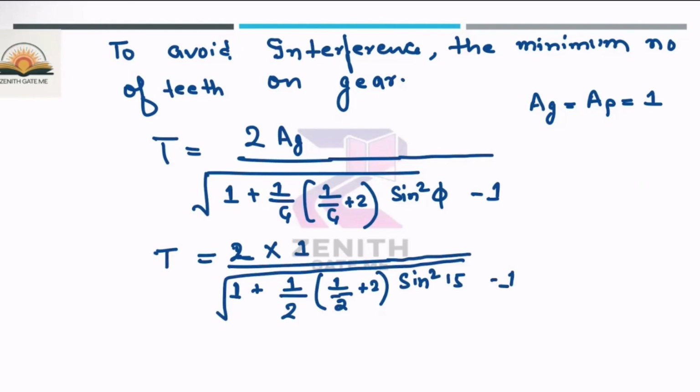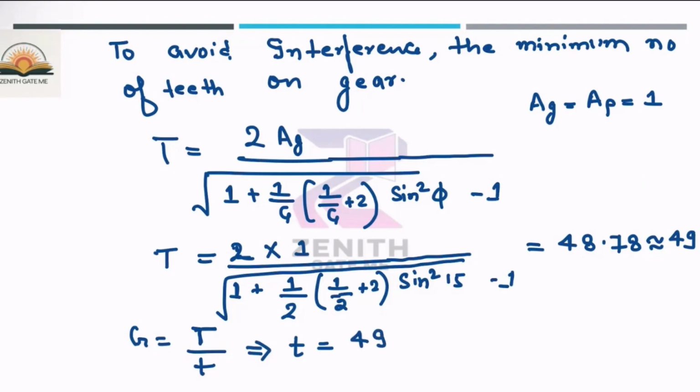Okay. Once you will solve, you will get the number of teeth on the gear will be 48.78, which is approximately 49. Okay. You know that the gear ratio is nothing but the number of teeth on the gear to the number of teeth on the pinion. So from here, you can easily calculate the number of teeth on pinion is 49 divided by 2. So 24.5. Okay. So 24.5 teeth can't be possible. That means the number of teeth on the pinion should be an integer. You can take the higher value, that is 25.